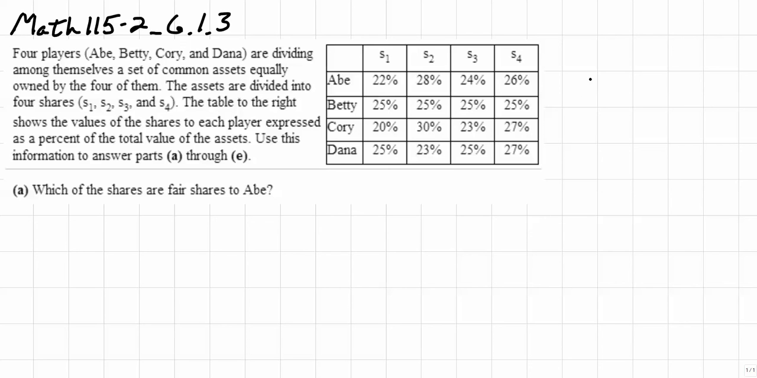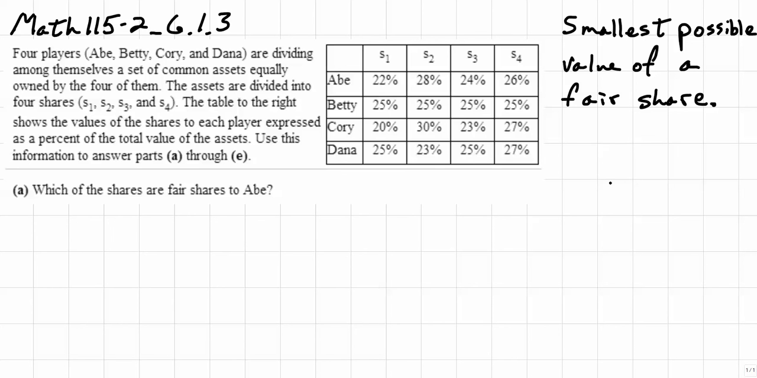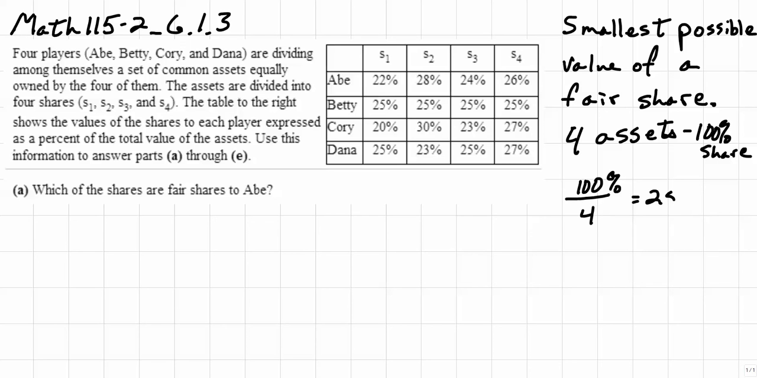Now the first thing that we want to discuss here is the smallest possible value of a fair share. And let me write that down. That's going to be the fact that we have four assets, and the four assets will represent a 100% share. Since all four of them need to have a smallest possible value, we'll take 100% divided by 4, and that gives me a 25% fair share for each asset.